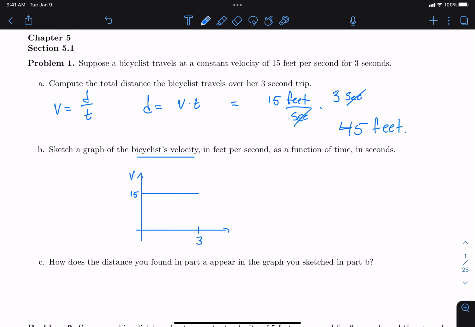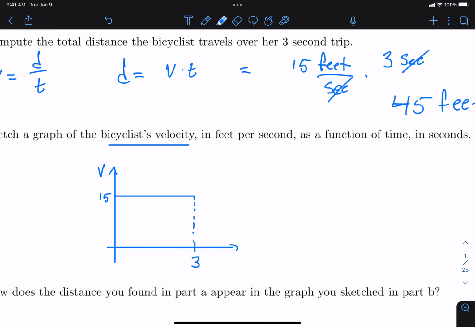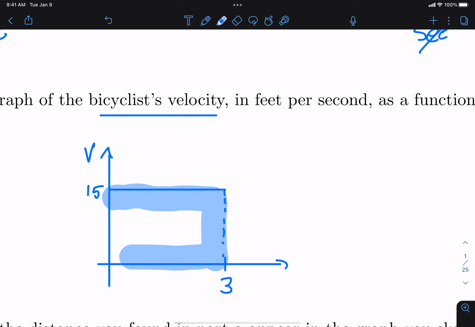So now let's ask a question. This number 45, what does the number 45 have to do with this picture? How does the number 45 appear in that graph? Yeah, Aiden? Is it the area? Yeah, it's the area. If I were to close this box, the area of that box is given by the width times the height. So if you draw a box, 45 represents the area of the box.